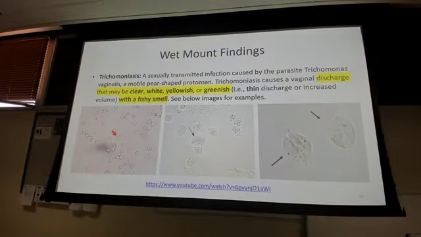All right, and these are some findings. This is what it looks like under the microscope. This first slide with the red is trichomonas, and all 3 of these are trichomonas. You will not see this again. Just know that with trichomonas, the vaginal discharge can be clear, white, yellowish, or green, and it can have a fishy smell. So that's an example of what trichomonas looks like.